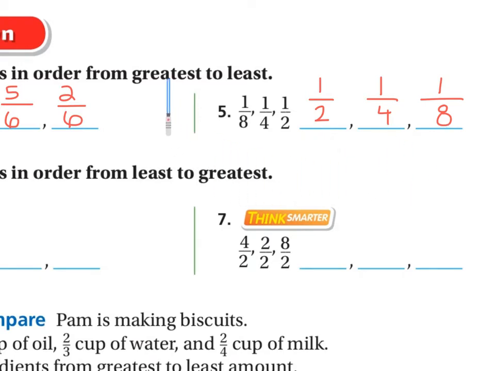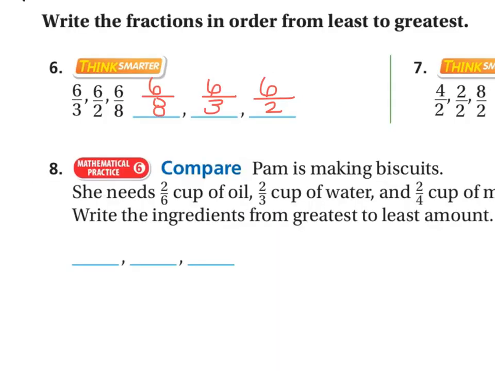Please make sure you followed the directions. We're greatest to least here. If you started with 1/8 instead of 1/2, unfortunately it's wrong. Again, use the same numerator strategy, or take a look at your fraction tiles and use them to help you. Okay, take a look at my answer for number 6. If you have the same thing, move ahead to number 7.